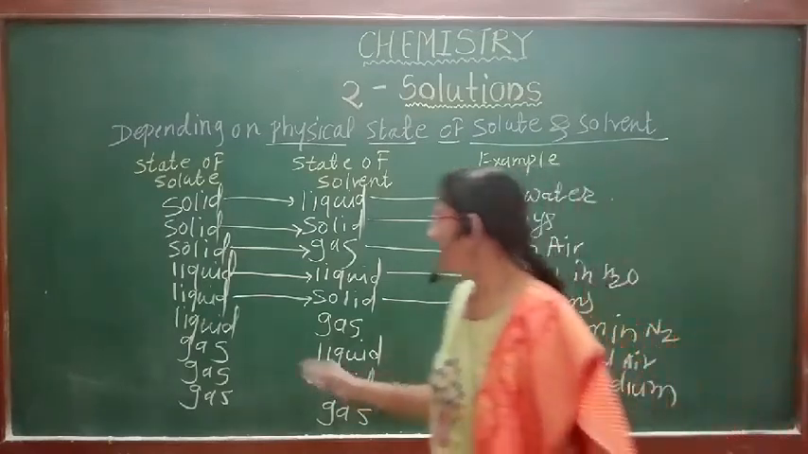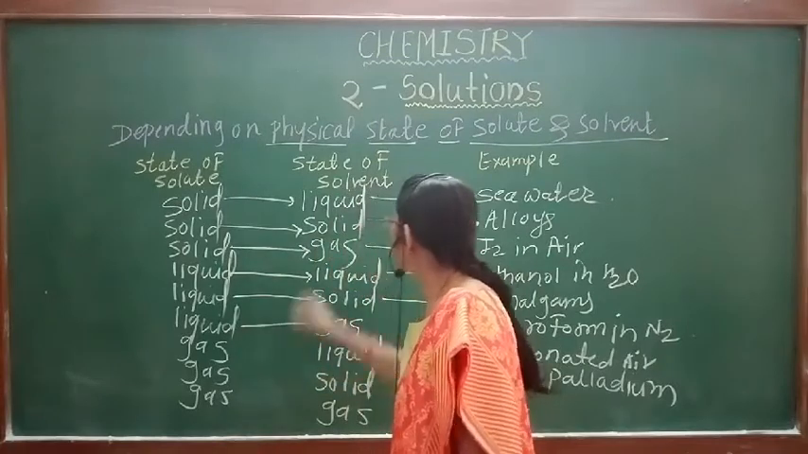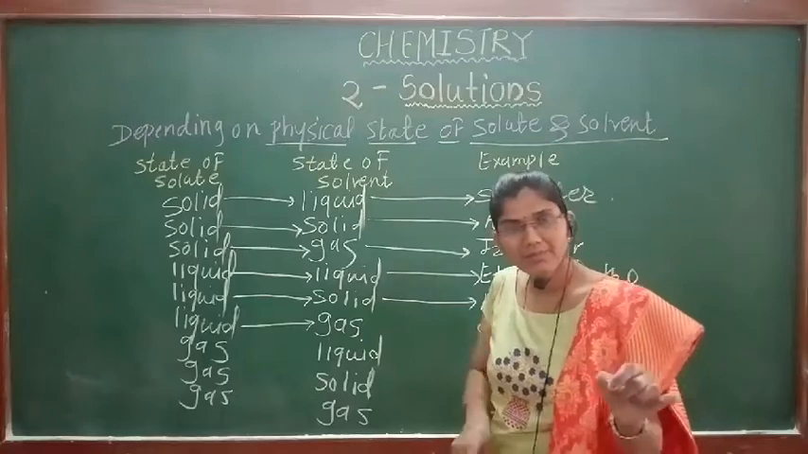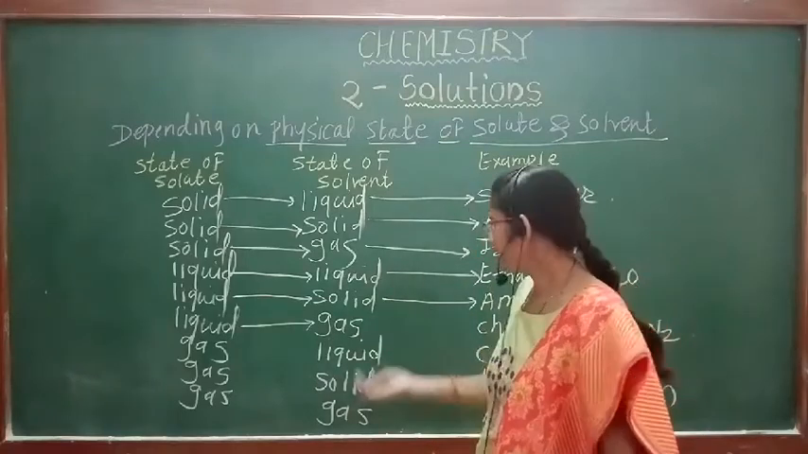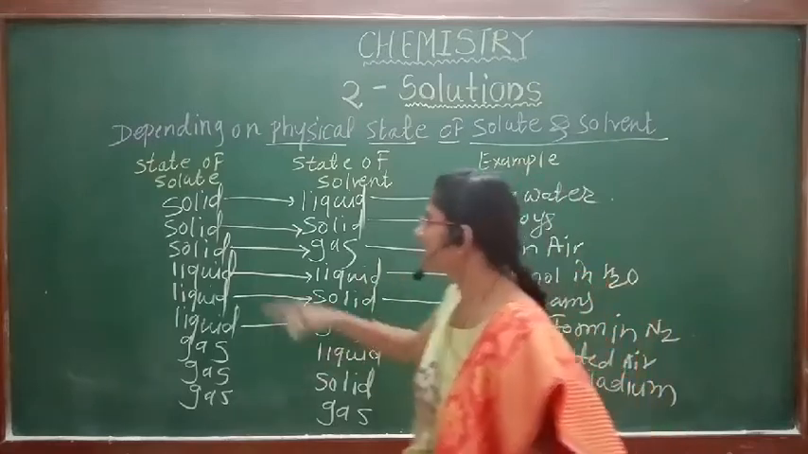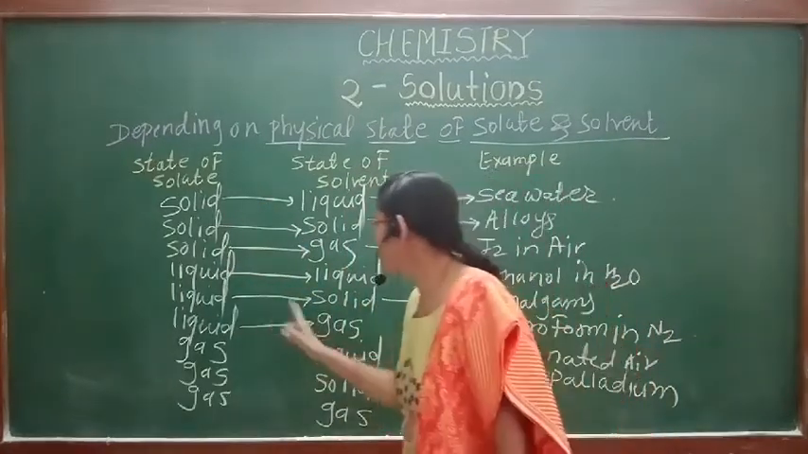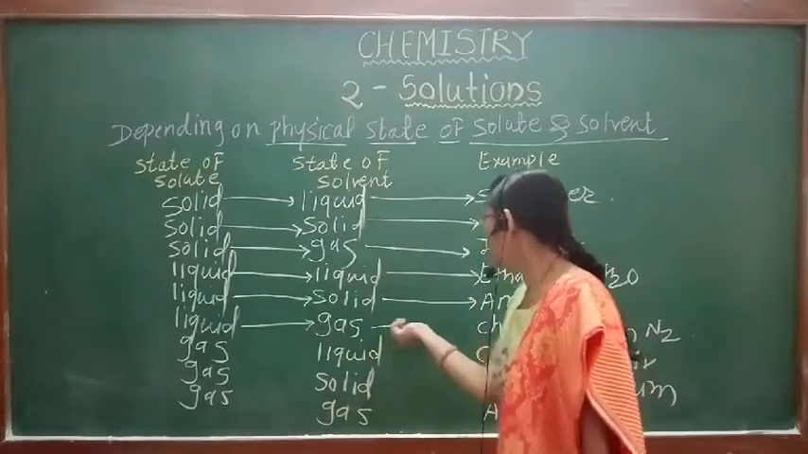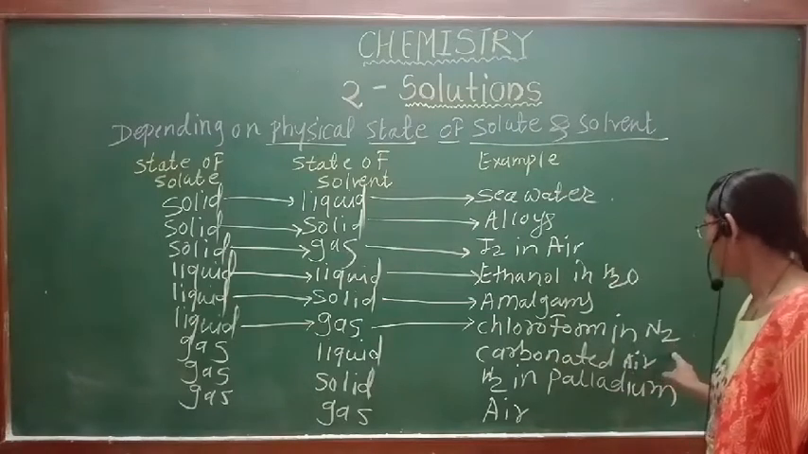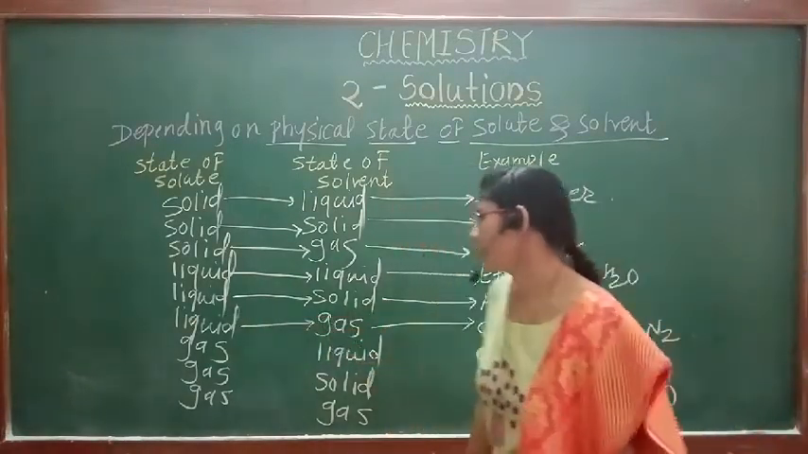Then next, if the state of the solute is liquid and the state of the solvent is gas, then it forms liquid in gas. Here, the solvent constitutes the major part of the solution and the solute constitutes the minor part. For example, chloroform in N2, nitrogen. This is the example of a liquid in gas type of solution.